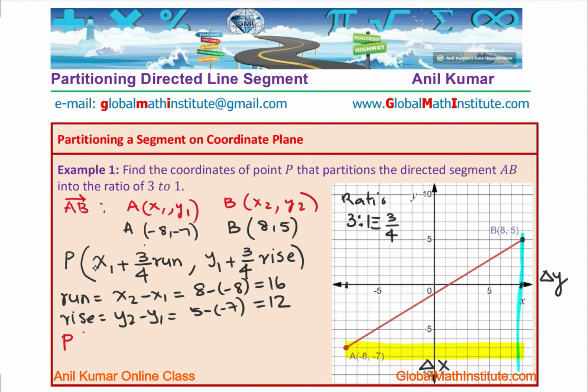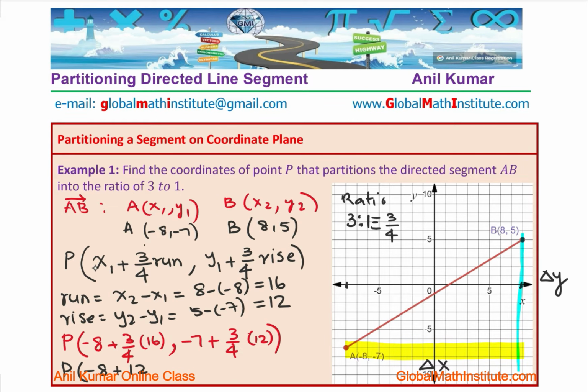So the point P should be x1 is minus 8. We take the coordinate from point A plus 3/4 of run, which is 16. That's the x coordinate value. And the y will be minus 7 plus 3/4 of rise, which is 12. So let's calculate these values. So P will be minus 8 plus 3/4 of 16 means 16 divided by 4 is 4 and times 3 is 12, right?